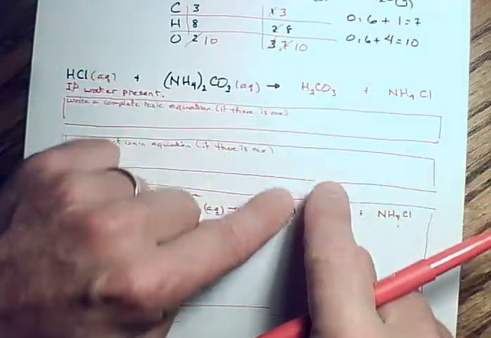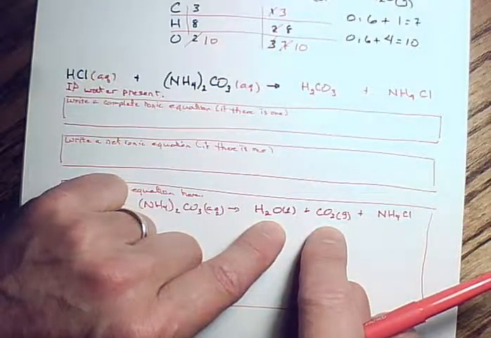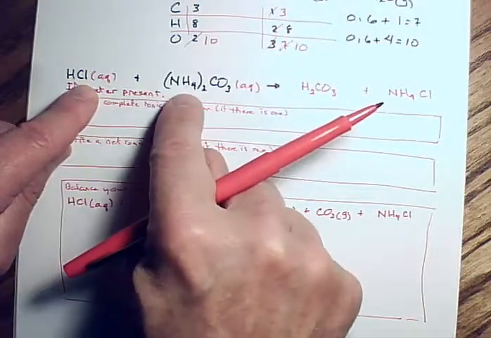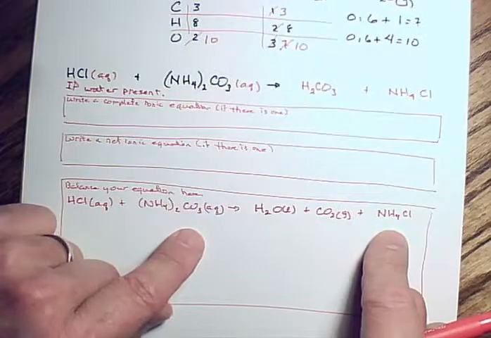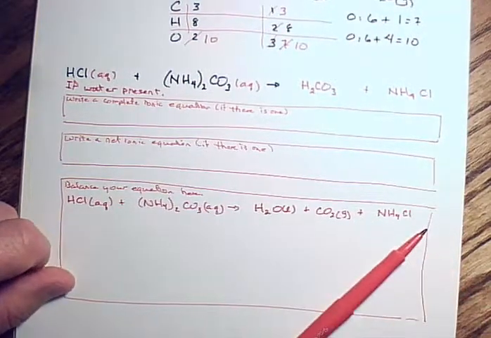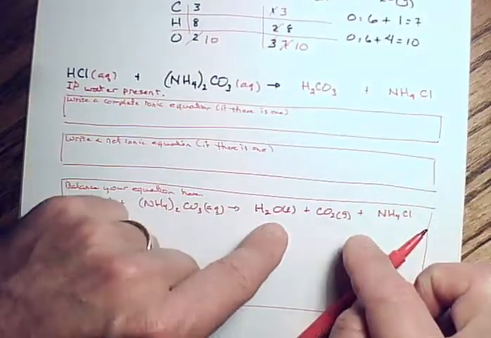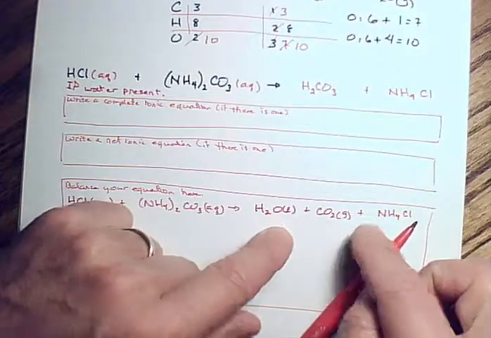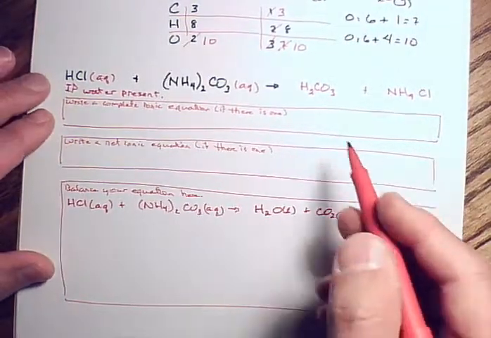This, becoming this, is decomposition. Okay? These two things here, becoming these two things, is double replacement. So this equation here is both double replacement and decomposition. Yeah, you could balance this out and then split it up, if you wanted to, that's fine. But I like to do it this way first, because it really comes out to be the same.